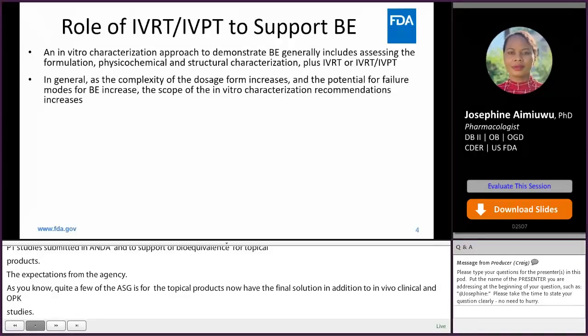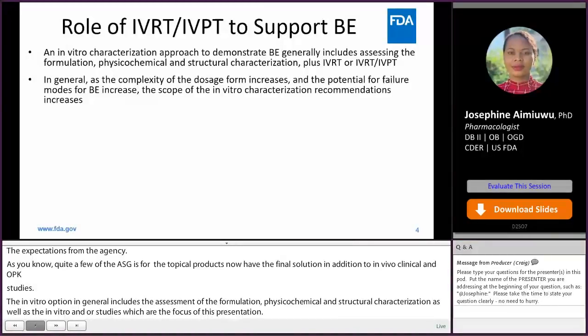In general, as the complexity of the dosage form increases and the potential for failure modes for supporting bioequivalence intensifies, the scope of the in vitro studies is likely to increase. As such, the recommendations can either include IVRT or both IVRT and IVPT studies.